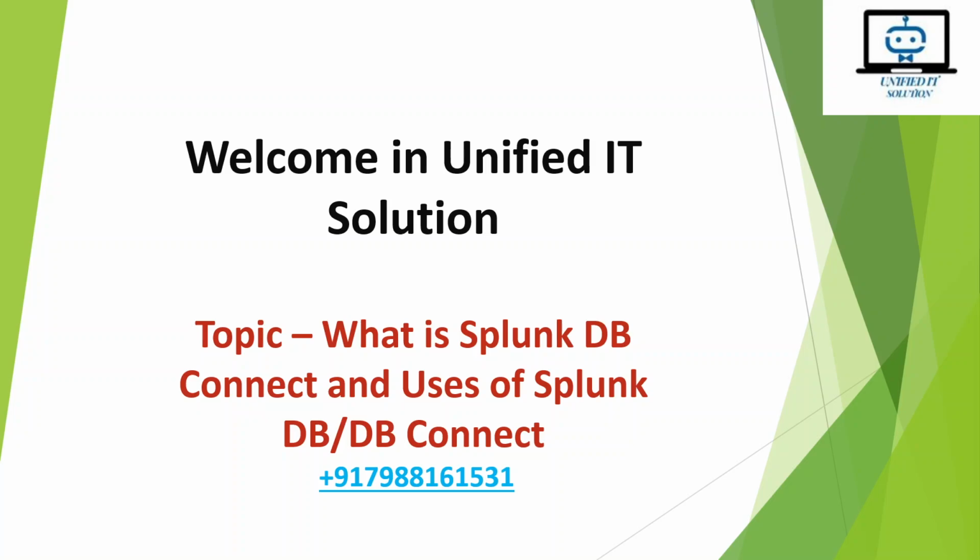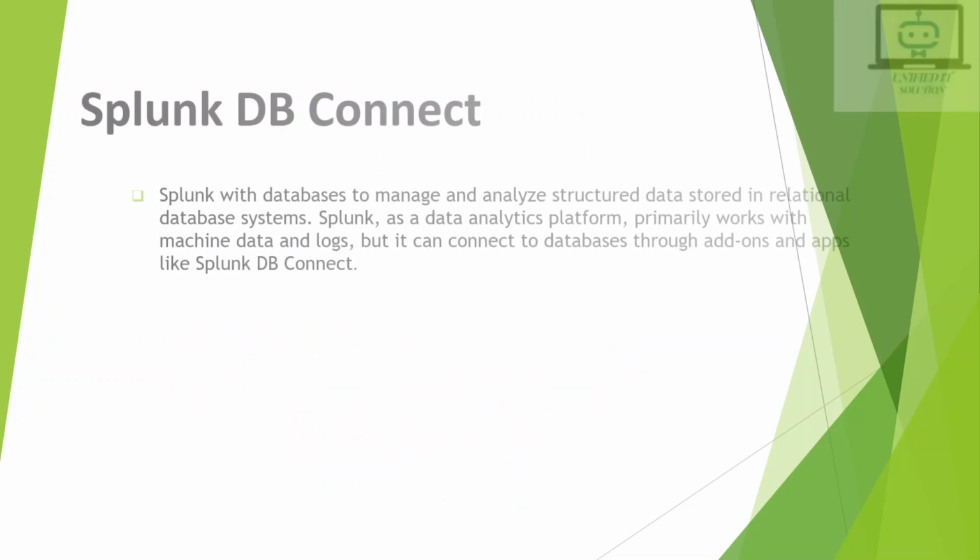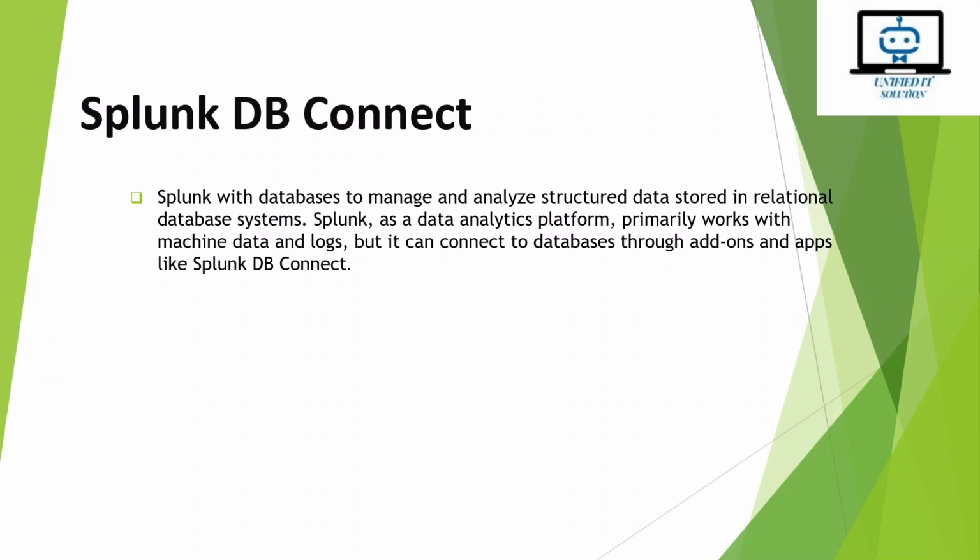Today we are going to discuss what Splunk DB Connect is and the use of Splunk DB Connect. Splunk DB Connect is used to manage the database and analyze structured data stored in a relational database system. Splunk, as a data analytics platform, primarily works with machine data and logs, but it can connect to the database through add-ons and apps like DB Connect. The DB Connect app is used to get structured data from the relational database.